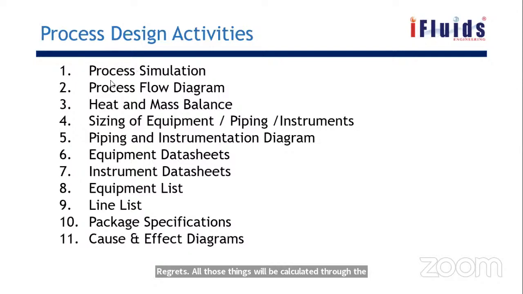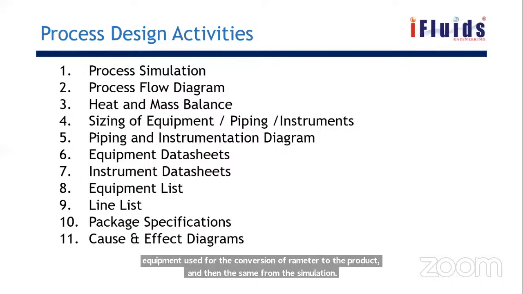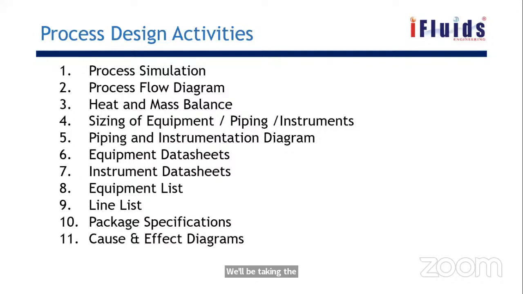So from the simulation, we'll be taking the process flow diagram. Process flow diagram means the equipment required in making the urea, from the raw material to the end product. So the process flow diagram will have the different equipment used for the conversion of raw material to the product. And then, from the simulation, we'll also be taking the heat and mass balance.